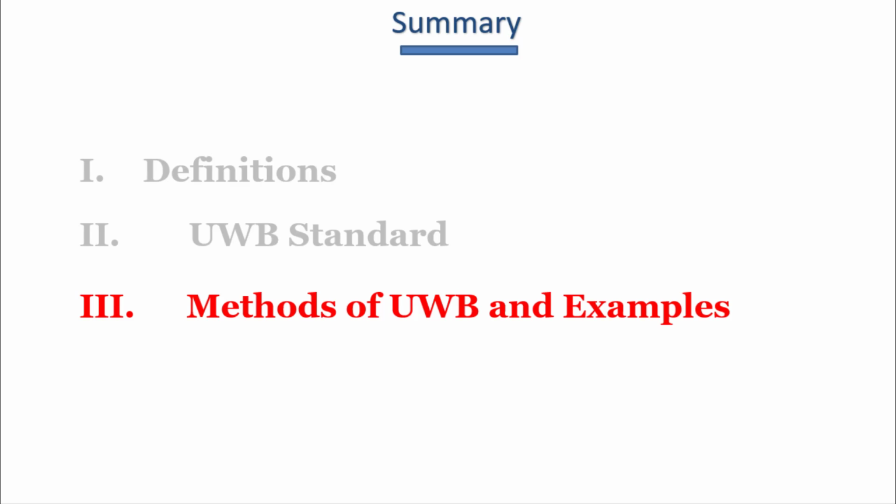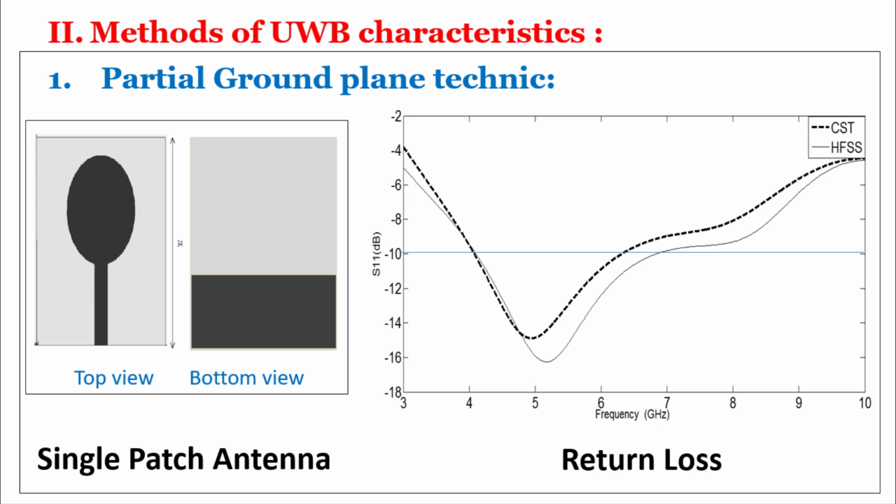So the last axis: the methods that we can use to find ultra wideband characteristics of antennas, and some examples. The first method that we can use is the partial ground plane, and the second method is multi-layer antennas. For the first case, the partial ground plane technique.